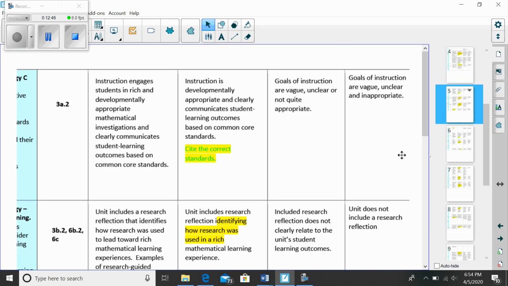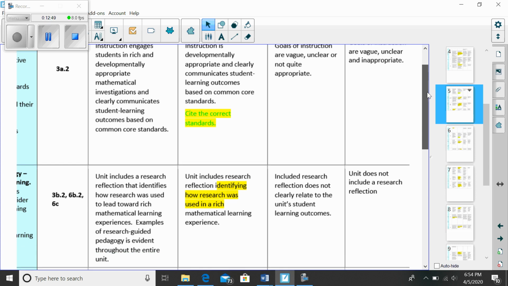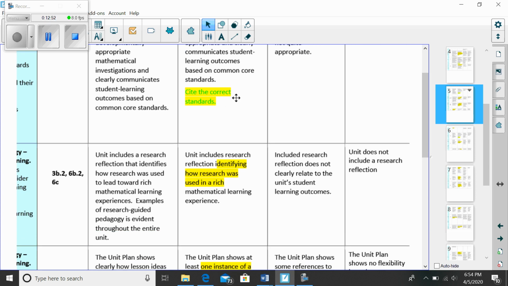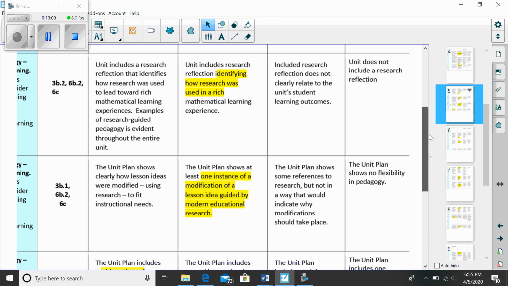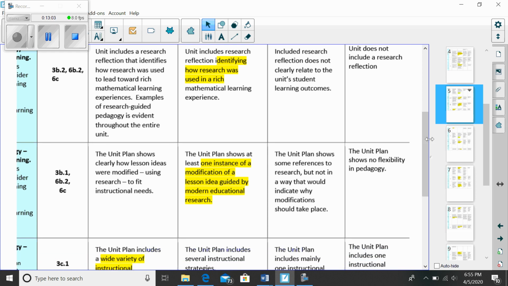So moving on here, this line is basically just asking you, can you cite the correct standards? And identifying how research was used in your plan. There's a couple different lines for research, and with all the research articles that I've given you that are very generic, I hope it's easy to have some research citations on your lesson plans. Remember, when you cite a research article, you have to tell me how that research article was actually used in the planning of your lesson, how it influenced the planning of your lesson.